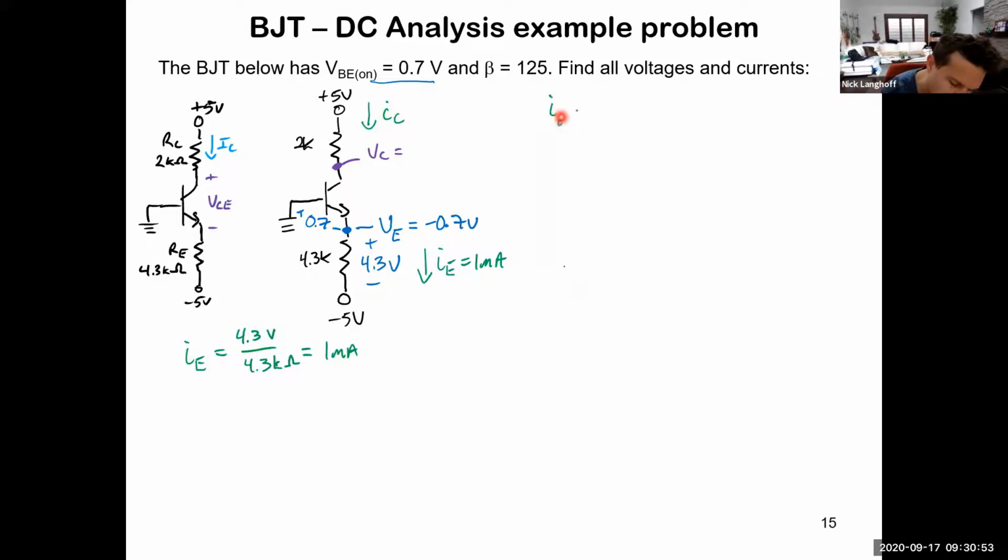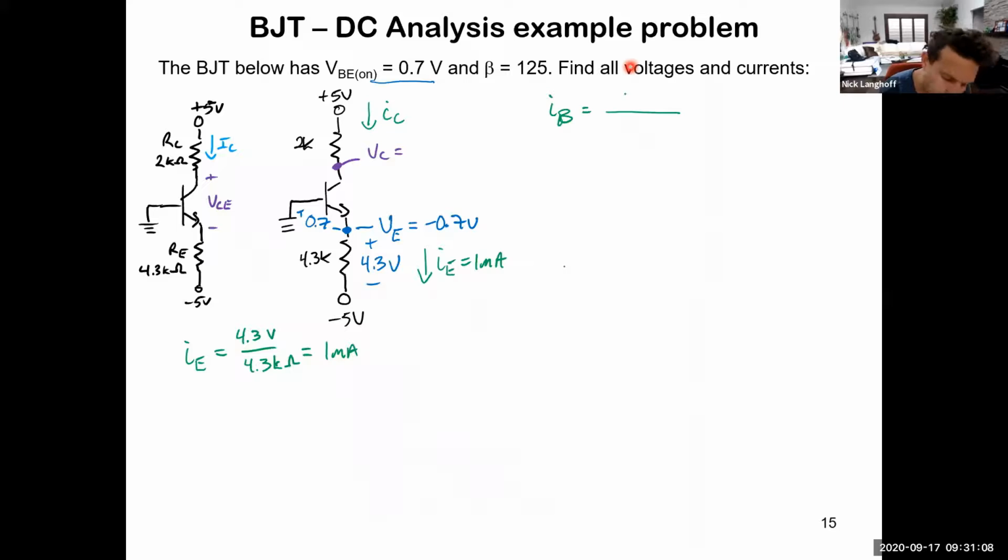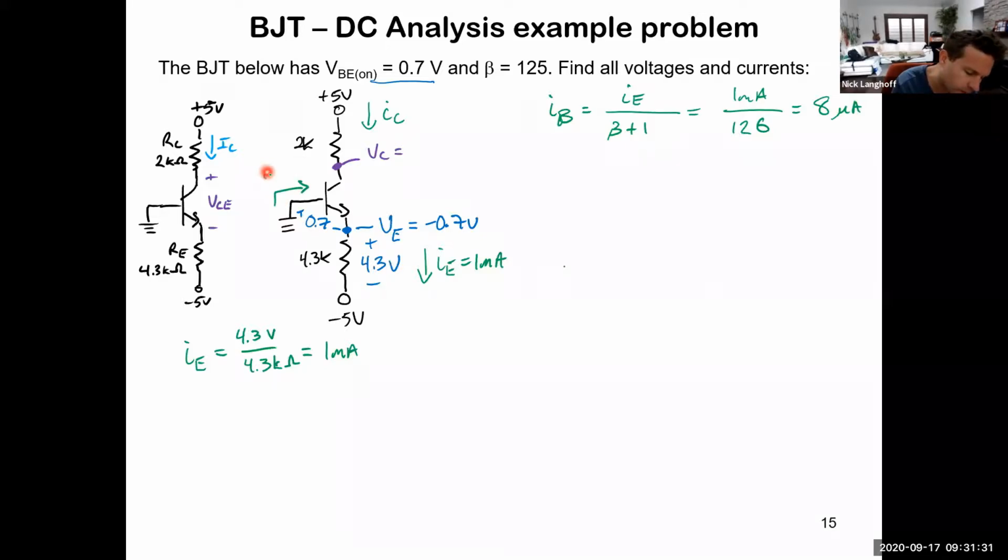So IB is equal to, by what we saw last time on the last slide, this relationship: we take the emitter current and divide it by beta plus 1. So IB is equal to IE over beta plus 1, or in other words, 1 milliamp divided by 126, since beta is 125 and beta plus 1 is 126. And 1 milliamp divided by 126 turns out to be 8 microamps. So IB is equal to 8 microamps.